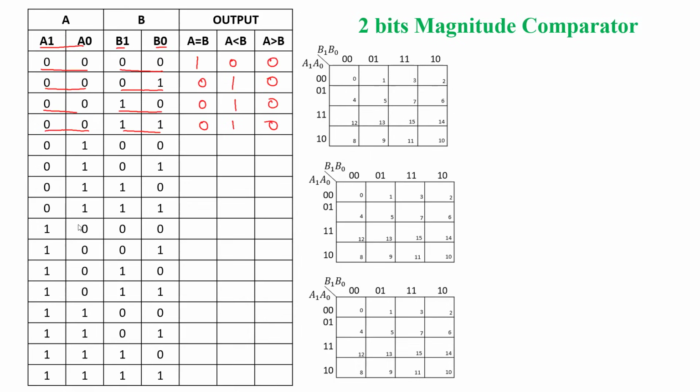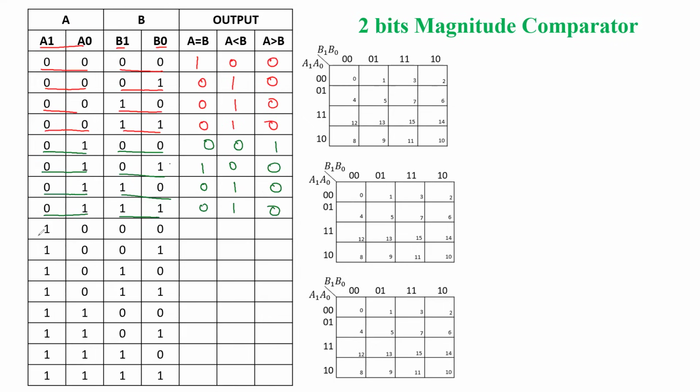For the next combination, A is 0 1, that is 1, and B is 0 0. Here A is greater than B, so the remaining are 0. Similarly, here 0 1 and 0 1 are both equal, so A equal to B, remaining are 0. Here again, 0 1 and 1 0. Which one is greater? B is greater and A is less, so A less than B is 1, remaining are 0. Now again the condition A is 1, B is 3. It satisfies A less than B, and the remaining are 0.